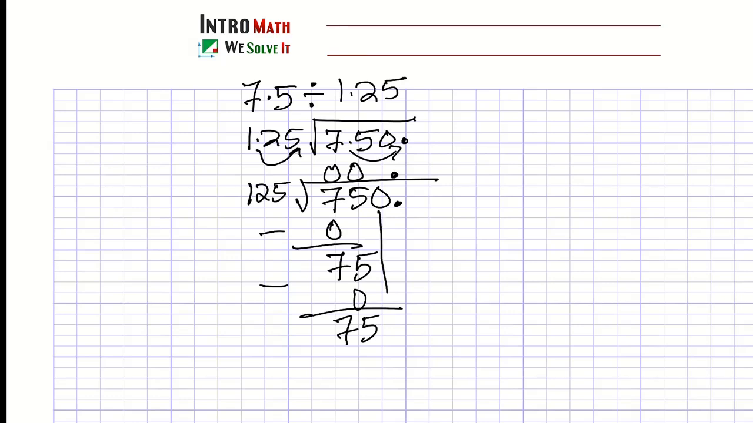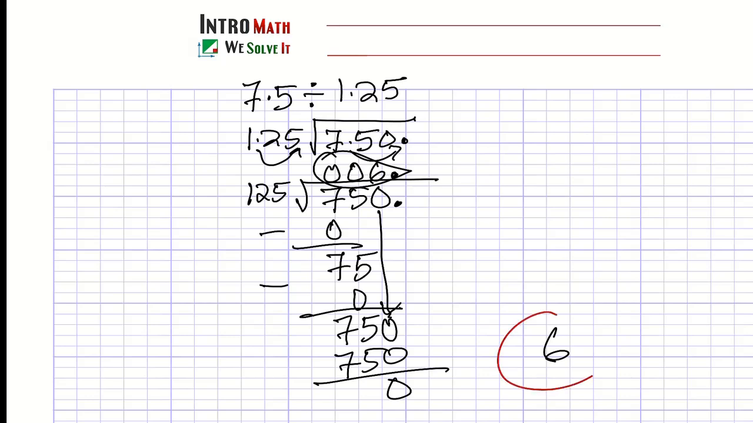Drop 0 right there. Now, 125 divided into 750, yes, it will go. You will actually go exactly 6 times. So you put 6 right there on top of 0. You say 6 times 125 is 750. You subtract, you get 0. Basically, we're done. The answer is 6. Because you bring that down, the answer is 6 right there.